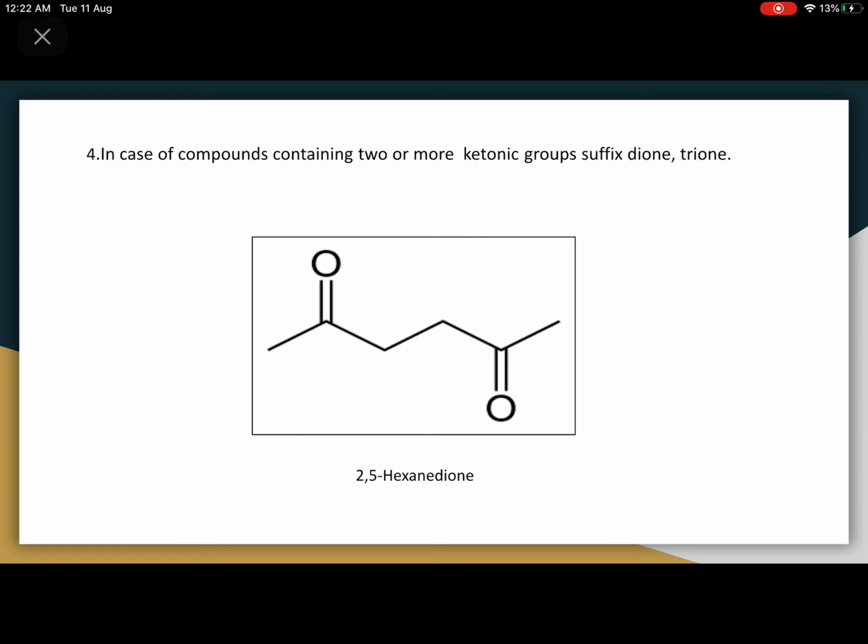As you can see in this structure, there are 2 ketone groups, at the second carbon and at the 5th carbon atom. So the name of this structure is 2,5-hexanedione. There are 2 ketone groups, hence we have to use the suffix dione, D-I-O-N-E.